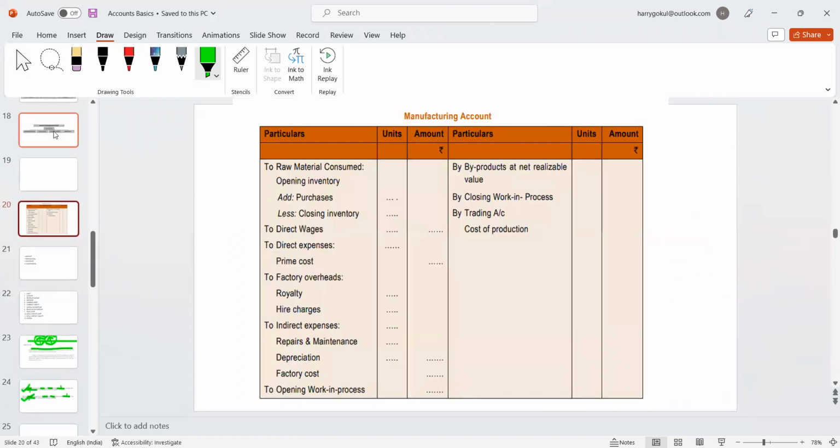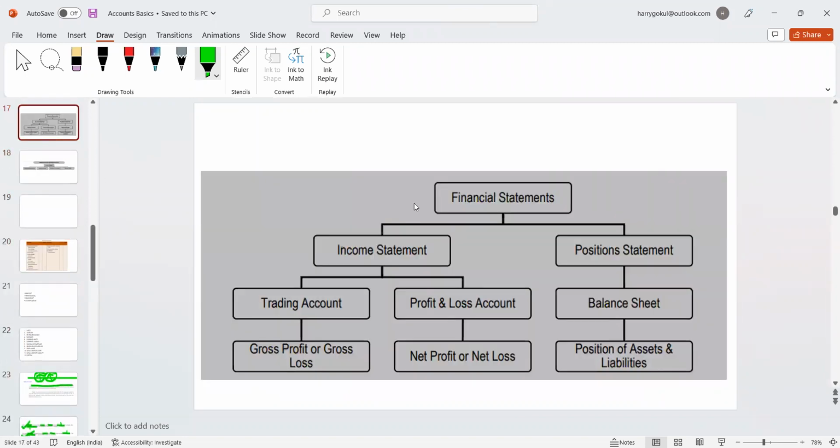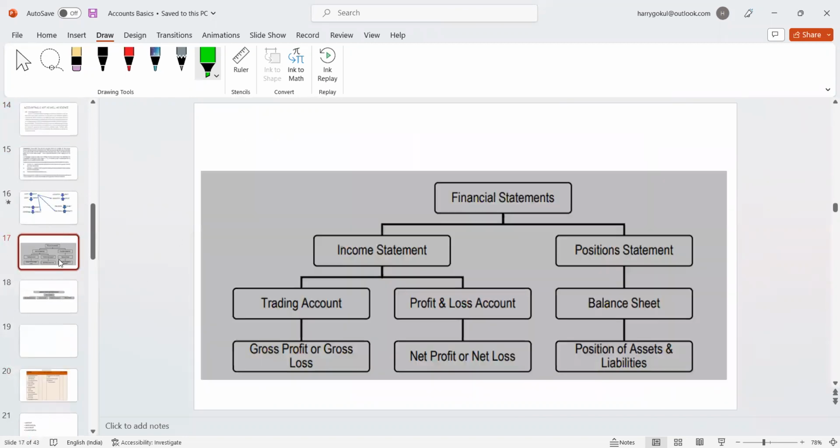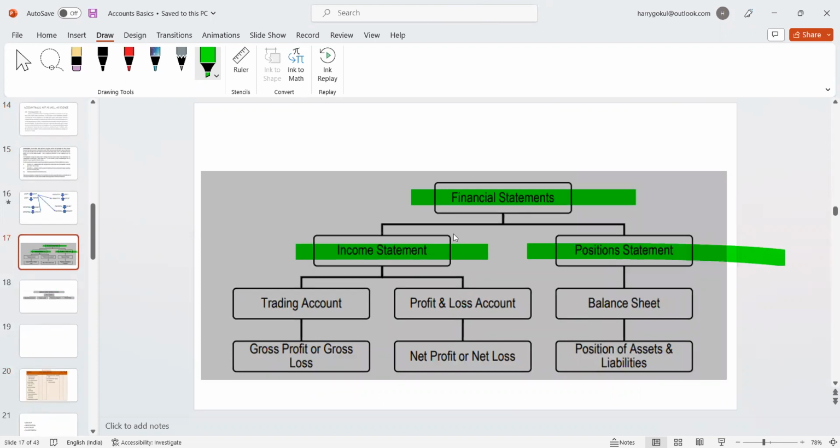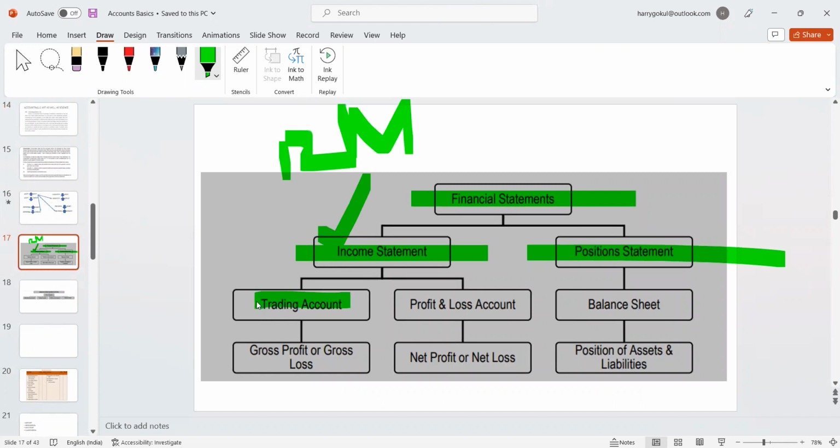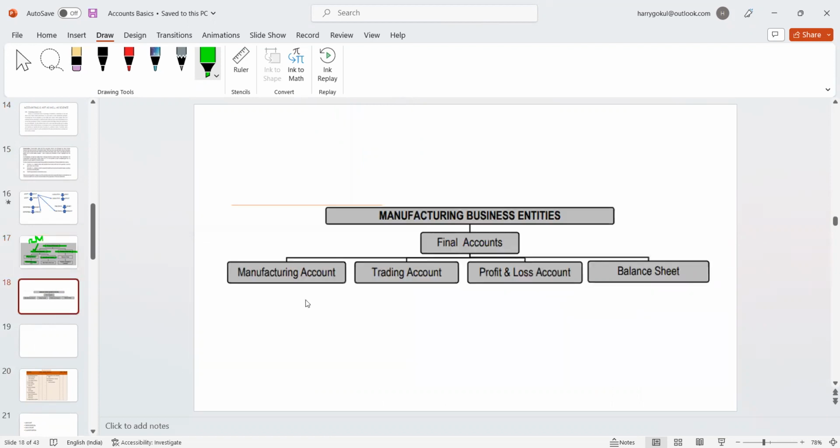I need to explain a few more things before going to the journal. One of the things is the financial statement. What is a financial statement? Income statement and position. Income is what you earn during the 12 months. It includes the trading account and the profit and loss account. One more account is the manufacturing account, if you are a manufacturing concern.